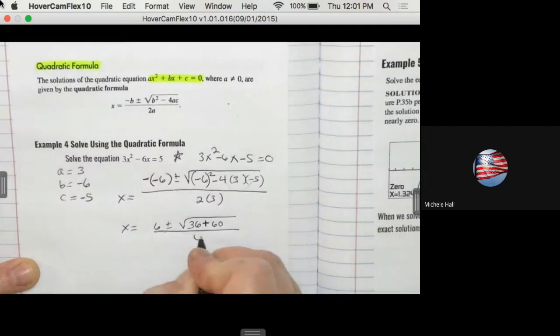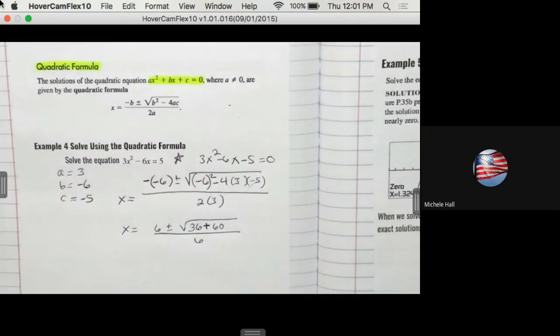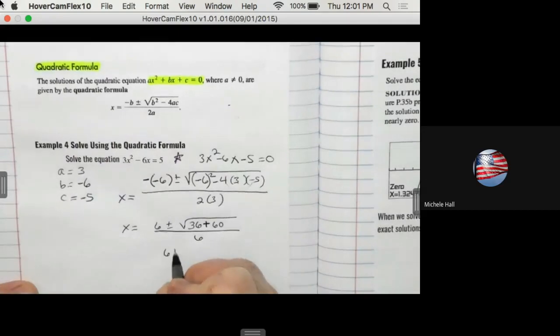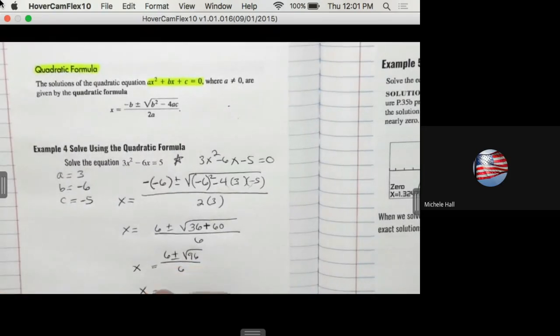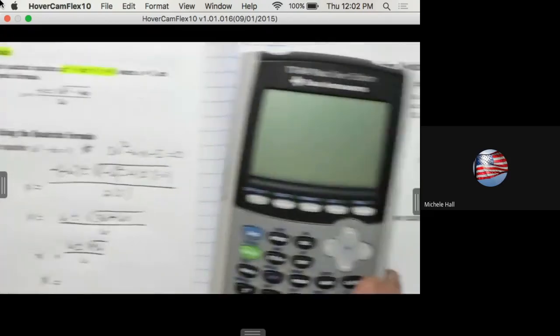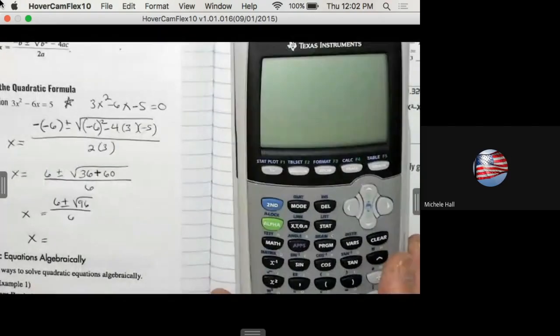Over 6. So we have 6 plus or minus the square root of 96 over 6. X equals this. I guess I'm going to have to show you this as well because it's a fraction.